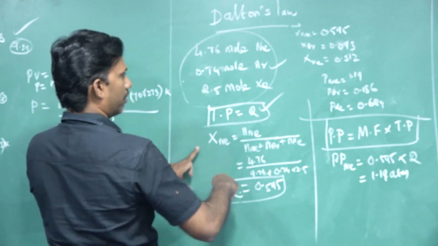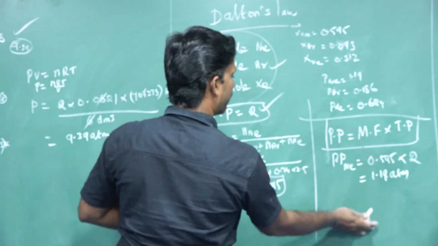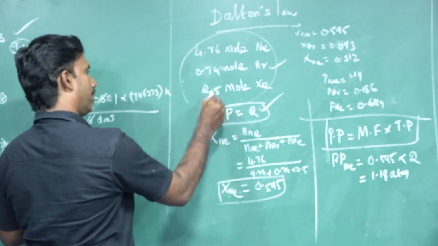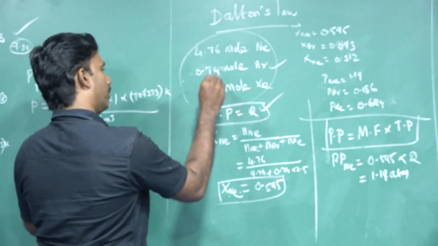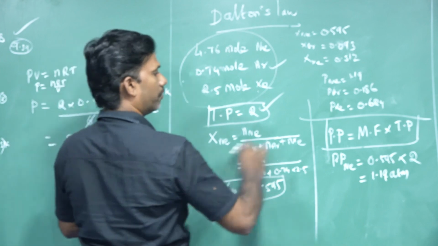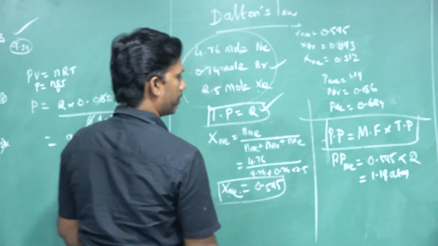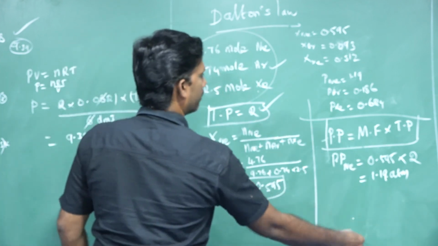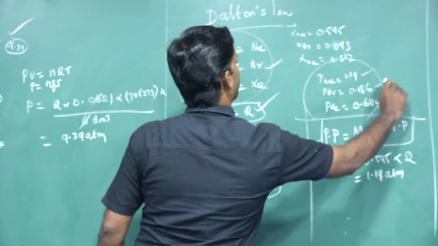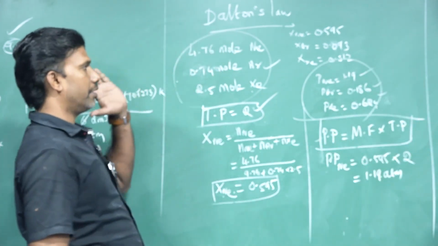Likewise, for argon, you have to find the mole fraction of argon first. Then you put it in the formula, and you can get the partial pressure of argon. Likewise, find the mole fraction of xenon first, then substitute in the formula, and you can get the partial pressure of xenon. The final answer you will get like this. Okay, this is the problem for Dalton's law.